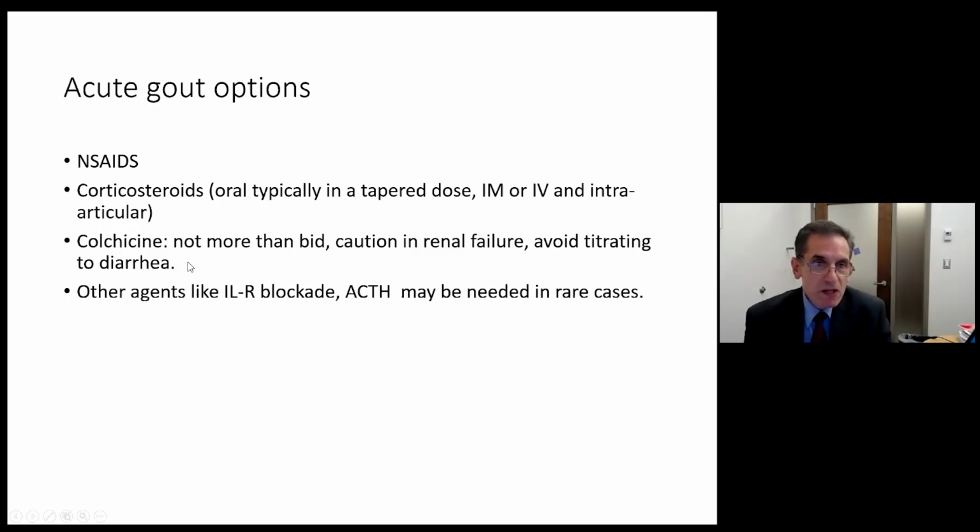Colchicine can be used, but not frequently, up to BID, but it must be used cautiously in renal failure, and then avoid titrating to diarrhea, which was a historical approach to the use of colchicine and is no longer recommended. Other agents such as interleukin-1 blockade and ACTH may be needed in rare cases where other agents don't work or are not tolerated or are contraindicated.